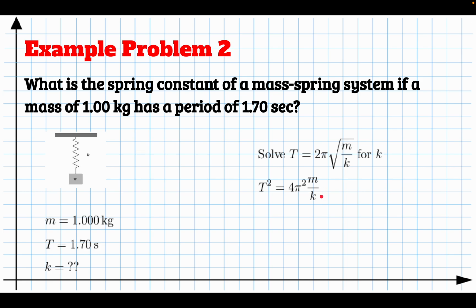I can now multiply both sides by k to clear the fraction, and I get this. And now remember, I'm trying to find k. I can divide both sides by T squared. So there's my algebraic solution, and I can plug in my numbers, and it turns out you need about 13.7 newtons per meter as the stiffness of the spring in order to produce a period of 1.7 seconds with a 1 kilogram mass. Okay? So this is going to form the basis of what we study next.